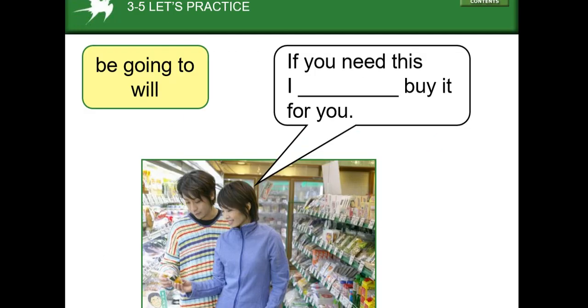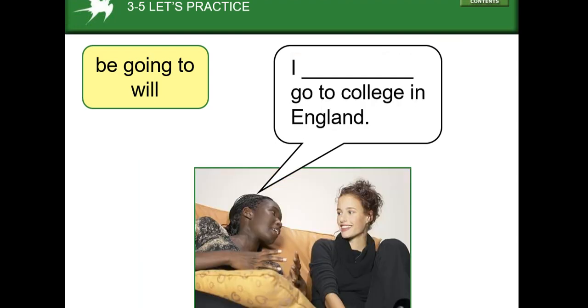Let's practice. Another example: be going to or will. If you need this, I. It is a plan, or it is a decision at the moment? What do you think, people? It is a decision that she's making at the moment. So it is will and not be going to. This is not a plan. If you need this, I will buy it for you. So it is a decision that you make at the moment of speaking.